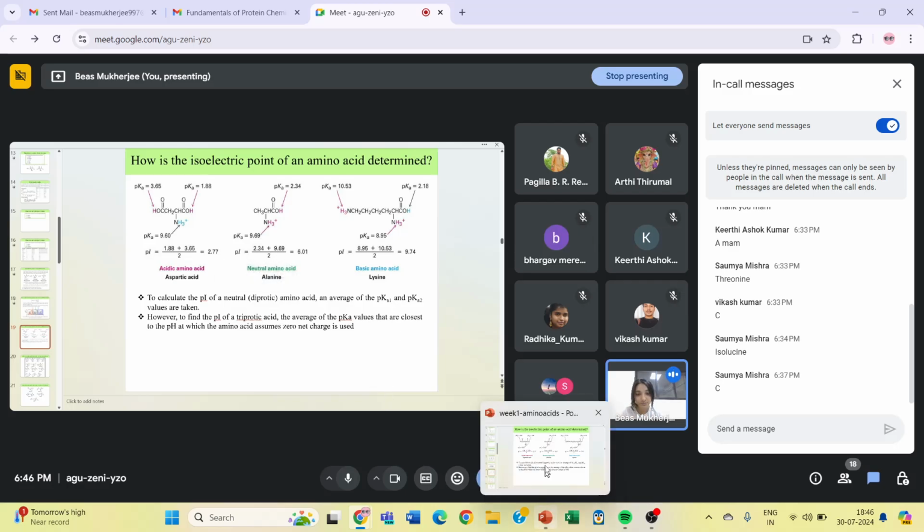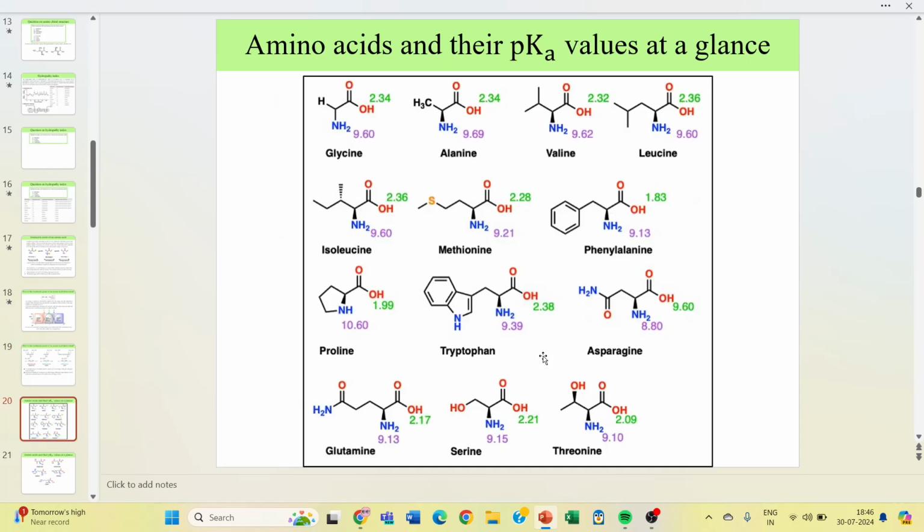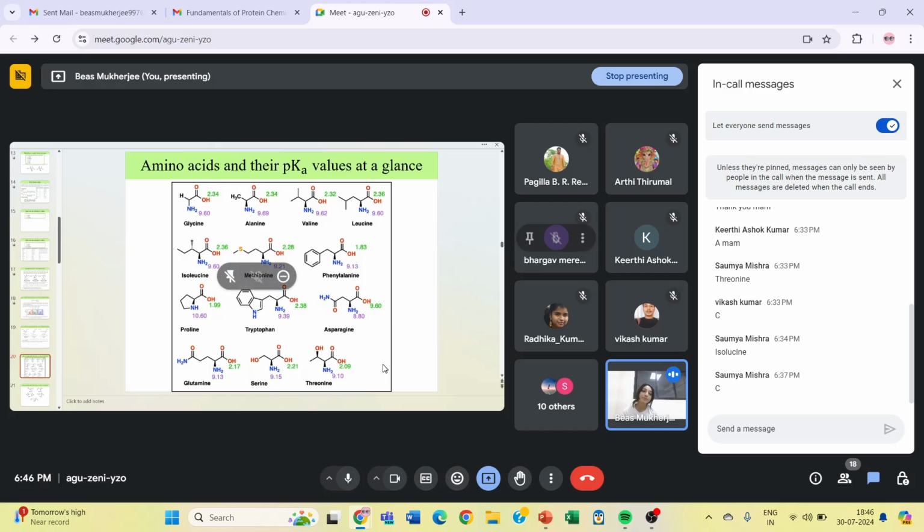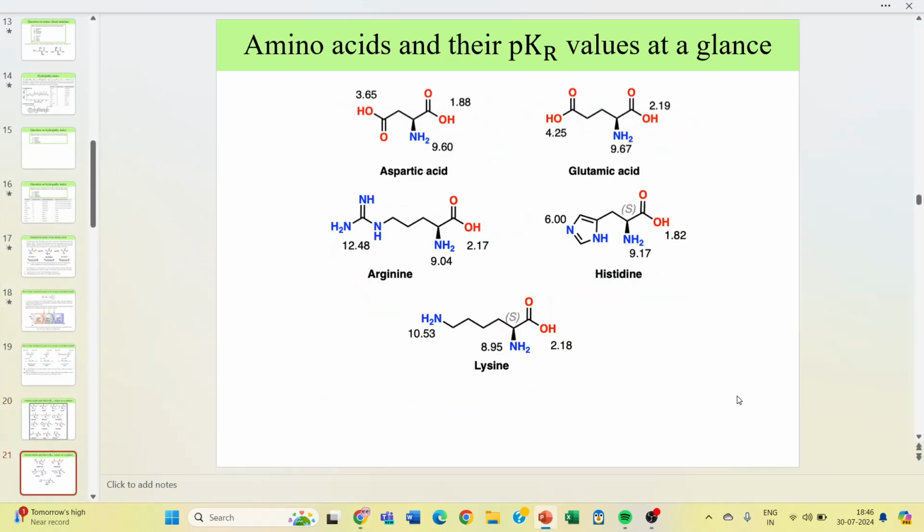Okay. Now we'll go to the next one. You tell me if you're not understanding. So this is a list of all the pK values of the different amino acids. You can just go through this and have a look. Then these are the charged amino acids. You can see that every ionizable group has its different pK value.